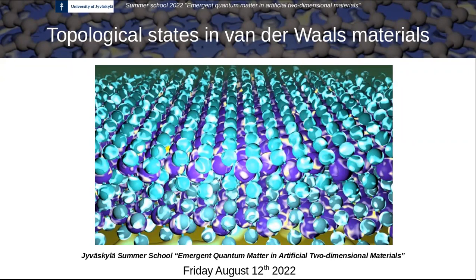Great. So, well, welcome again to our Jyväskylä Summer School. And today is our last session, fifth session of the school. And today we are going to focus on topological states in artificial van der Waals materials.